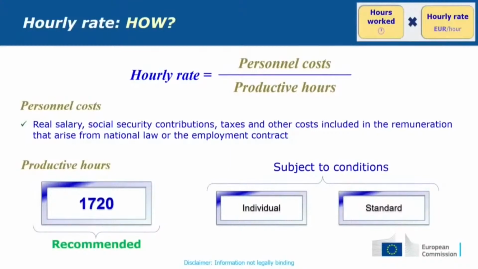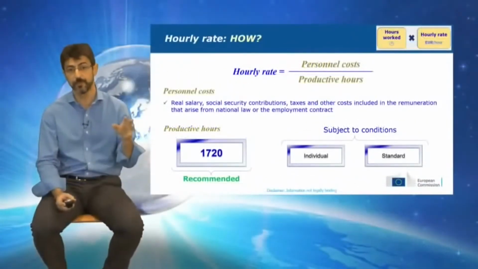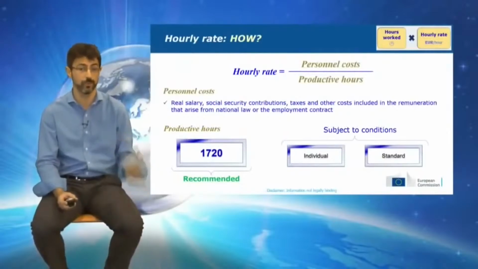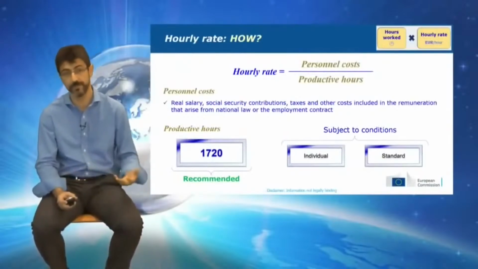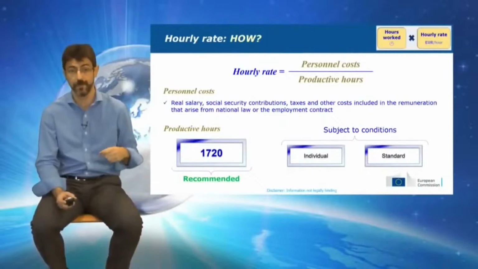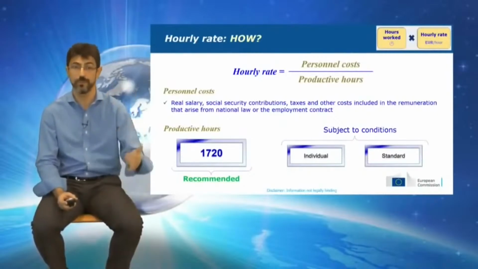Then we need to divide this personnel cost by the number of productive hours. And you remember the tree with all the options? Well, there are 3 options for the number of productive hours. The first option, the one that we recommend, the simplest, the least risky, is 1,720 hours per year. It doesn't matter in reality if the person actually works more or fewer hours in total than the 1,720. You can always use 1,720.